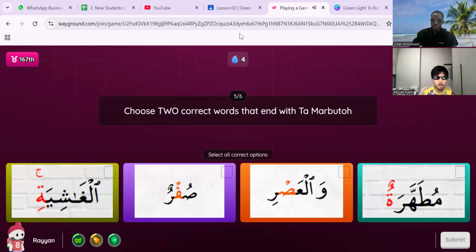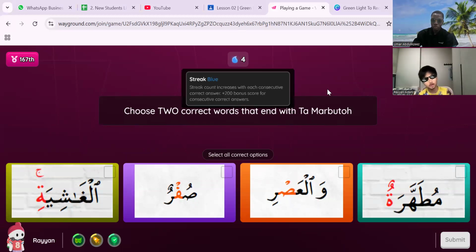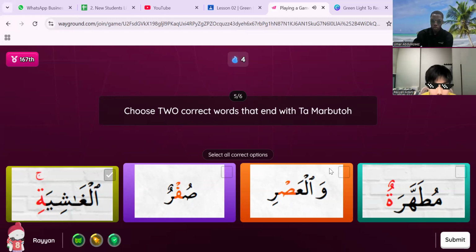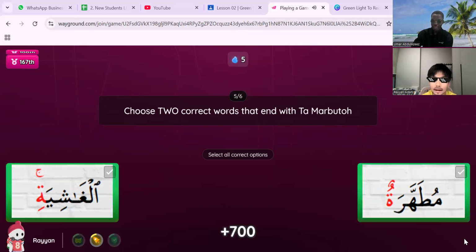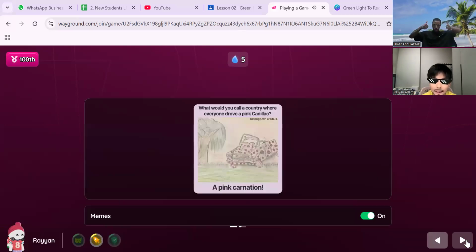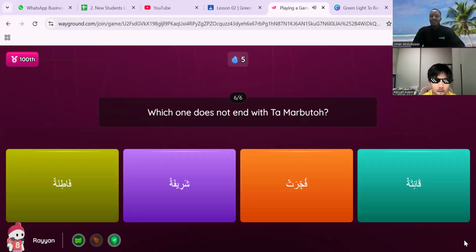Choose two correct words that end with Ta Marbuta. Fourth and first. First and fourth. Correct, right? Okay. Yes, submit. Yes, good. Okay.